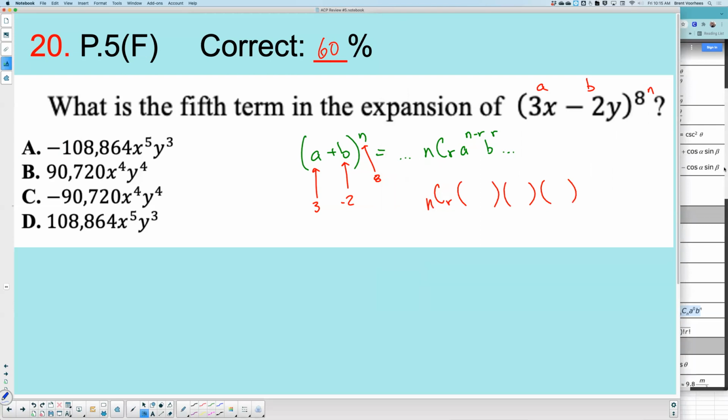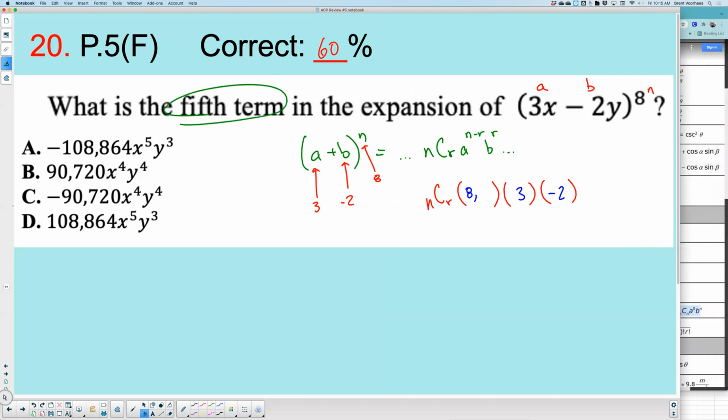On our problem, what is our n? You can look over here. N is 8. Think of C as being a comma. We don't know r, so I'm going to leave that blank for a second. The next parenthesis represents the a on the formula chart. What is our a? 3. And the last parenthesis represents our b. Now, a and b are going to have powers. We've got to discover what those powers are.